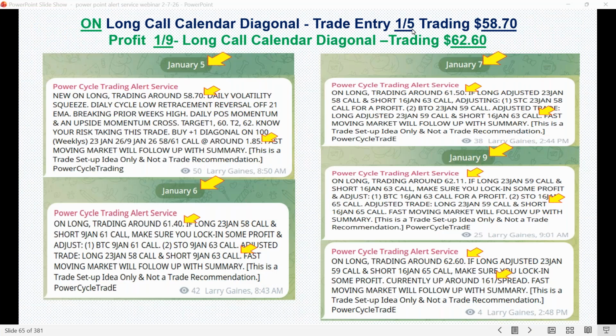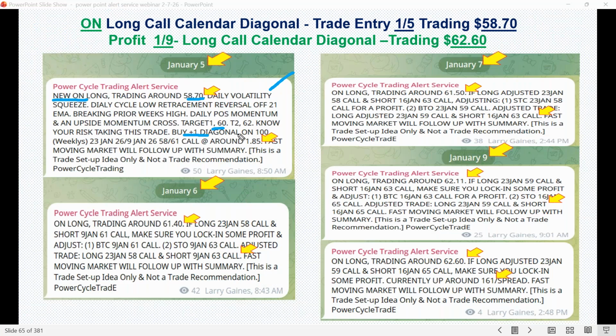We entered on the 5th of January. It was trading at 58.70. I'll go through these a little bit faster here, but we do a lot of these. So here it says another new ON long, trading at 58.70. This was a daily volatility squeeze pattern. Put the targets in, and I tell you why I was going to set it up.